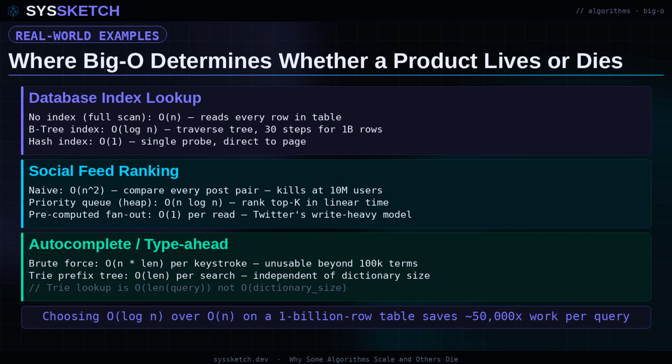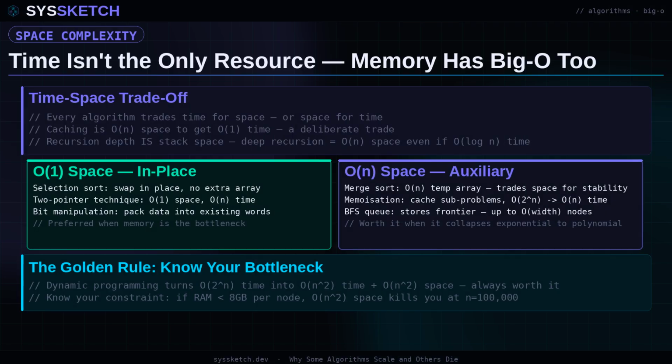The critical insight is that time and space are a trade-off. Dynamic programming is the canonical example. It transforms an exponential time algorithm into a polynomial time algorithm by accepting polynomial space. That trade is almost always worth it, but you need to know your constraints. If you are running on a machine with 8 gigabytes of RAM and your algorithm needs O(n squared) space, you will run out of memory at around 100,000 elements.